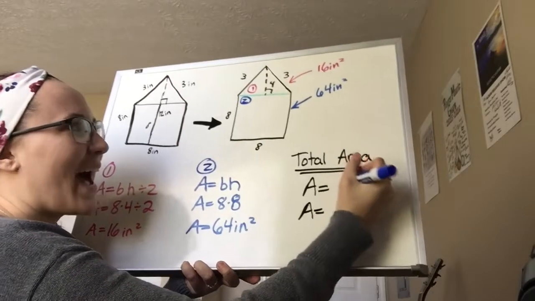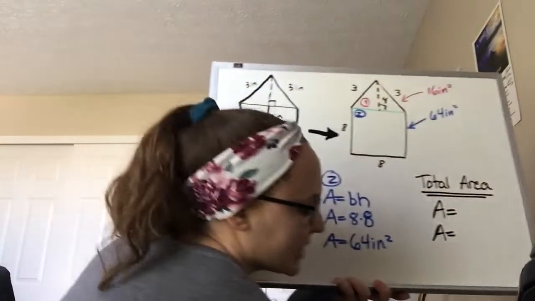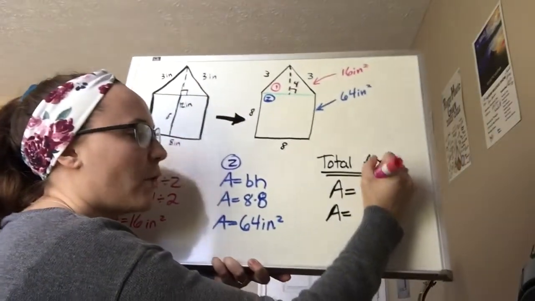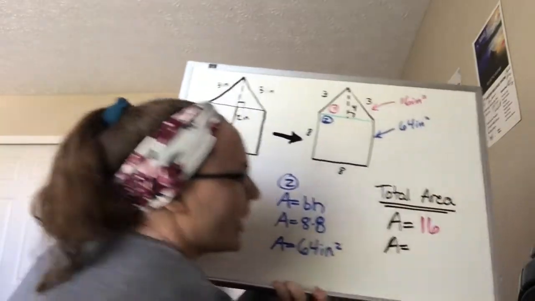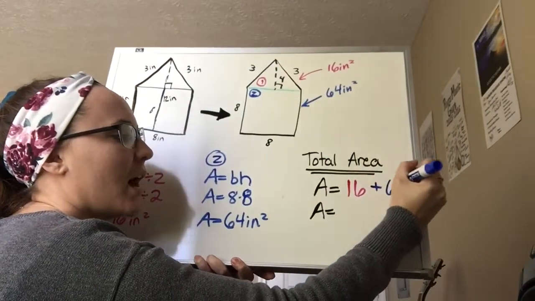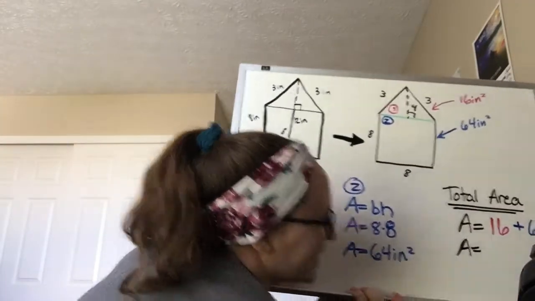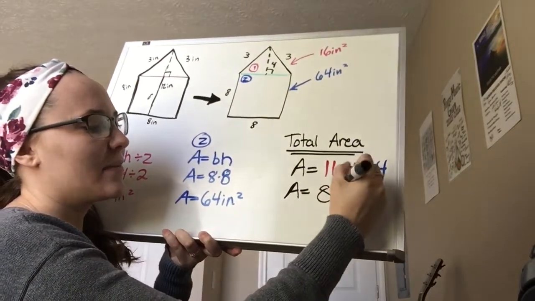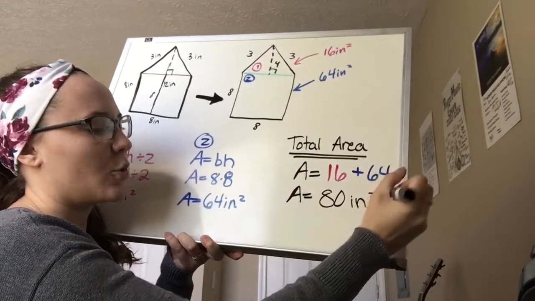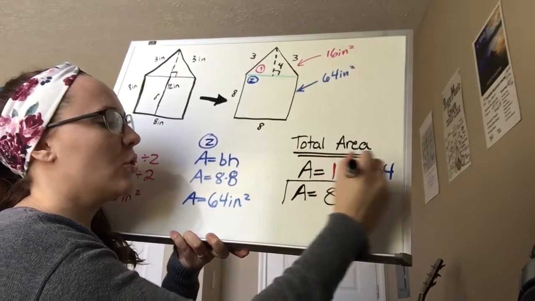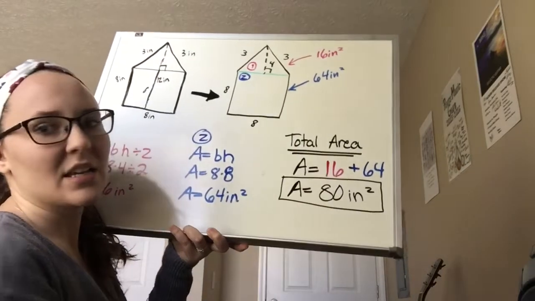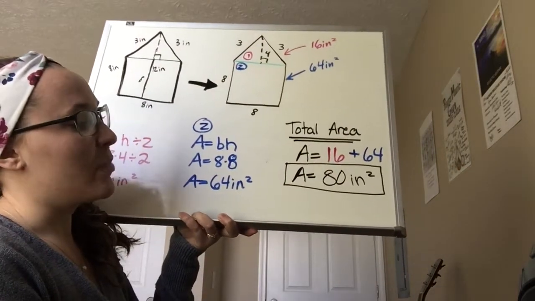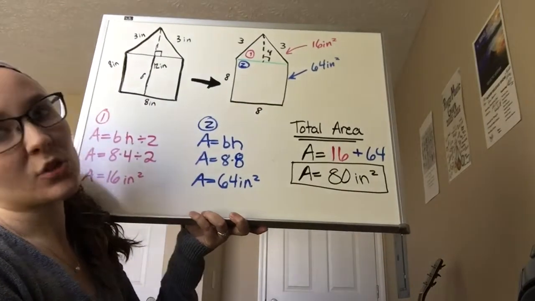So we're going to add together 16 plus 64, because that will be the total area of our shape. So 16 plus 64 is 80 inches squared, or square inches. So our total area of this composite shape is 80 inches squared.